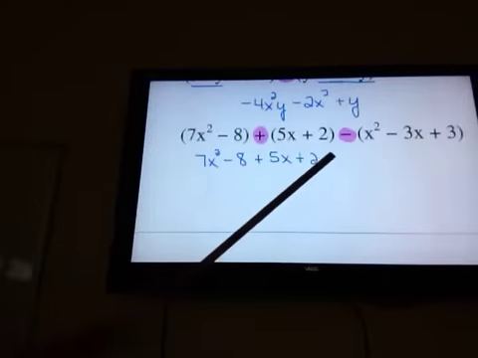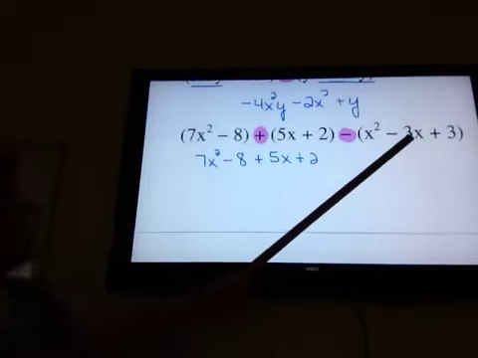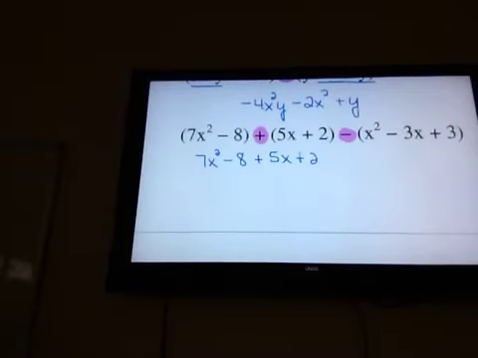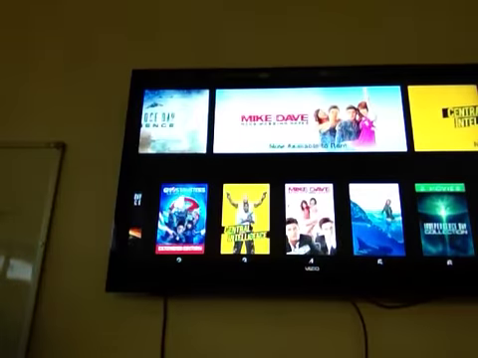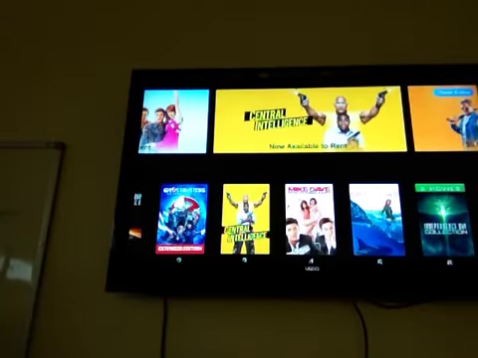Minus in front of this parentheses means that those signs are all going to change to the opposite. So minus to a positive x squared makes it a minus x squared. Minus to a minus makes it a positive 3x. And minus to a positive makes it a minus 3. And I just lost my airplane, for whatever reason.